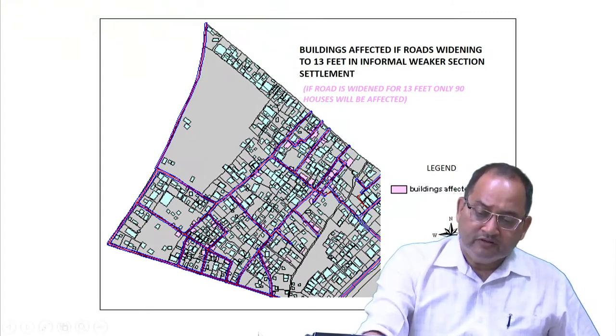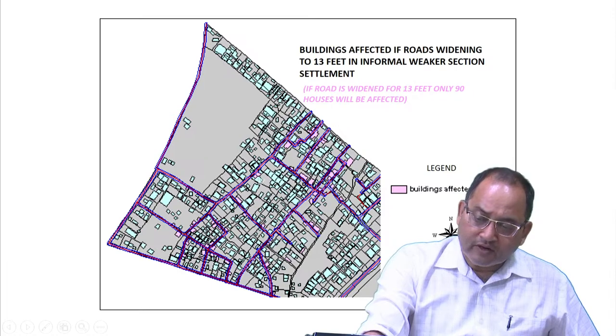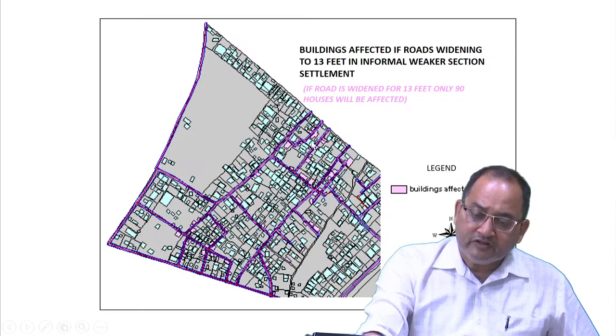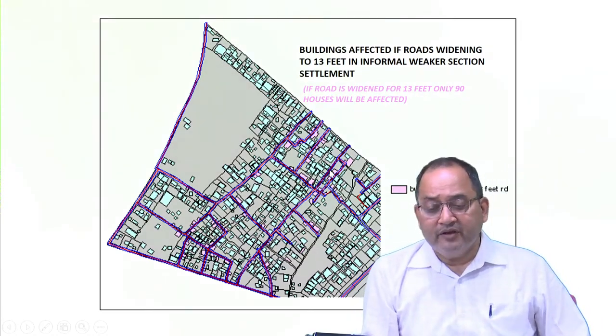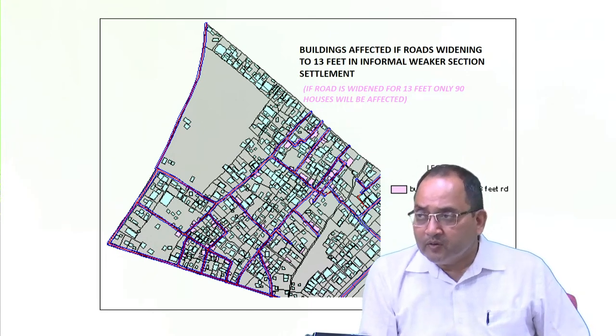So you see, this tells us, if you look at this color, okay, this is the color. If we say we widen these roads by 13 feet, then the buildings which are highlighted in this color, these buildings will be affected if we carry out a widening of a road in a particular area.